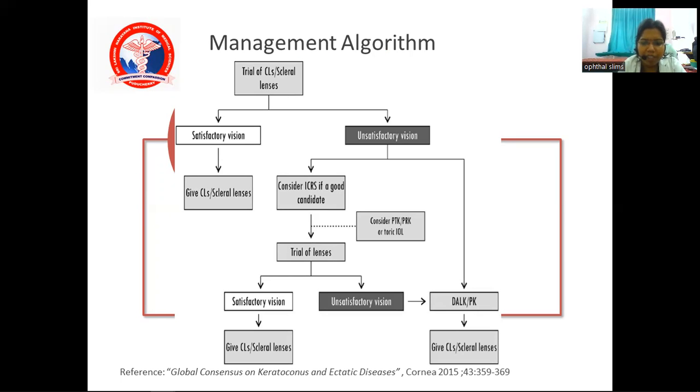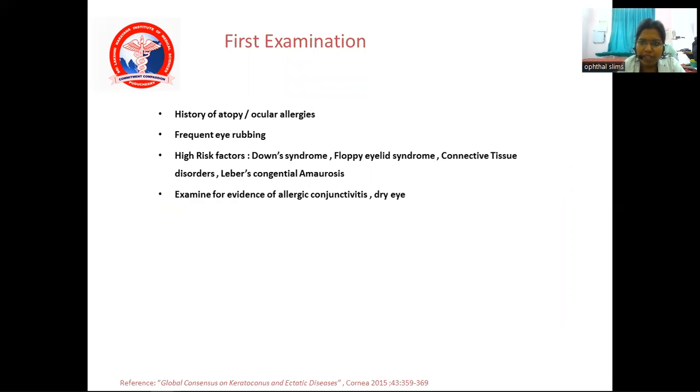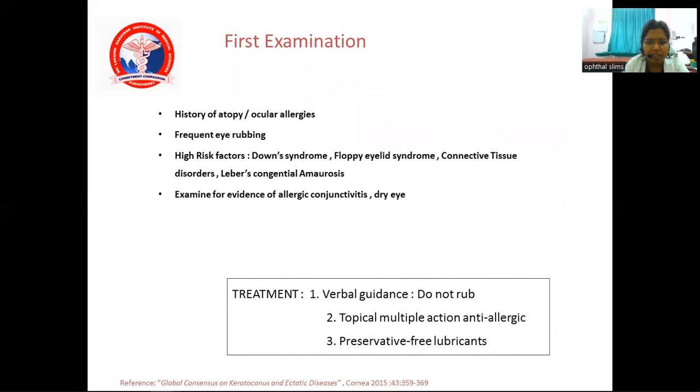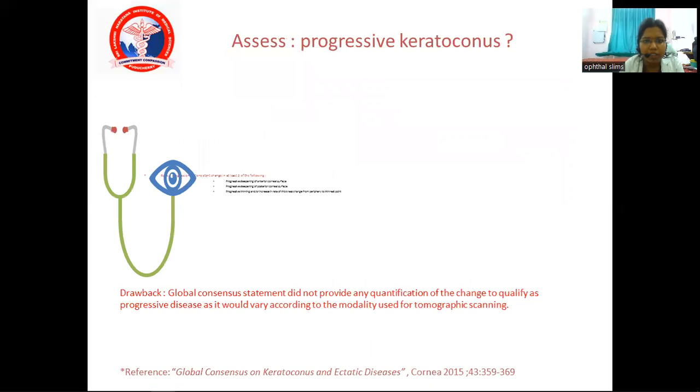In the first examination, the patient presents to the OPD with a history of atopy, ocular allergies, and treatment, and high risk factors like Down syndrome, floppy eyelid syndrome, connective tissue disorders, and Leber congenital amaurosis. Examine for evidence of allergic conjunctivitis and dry eye. So the first advice we give is non-drug, topical, multiple action anti-allergic treatment.